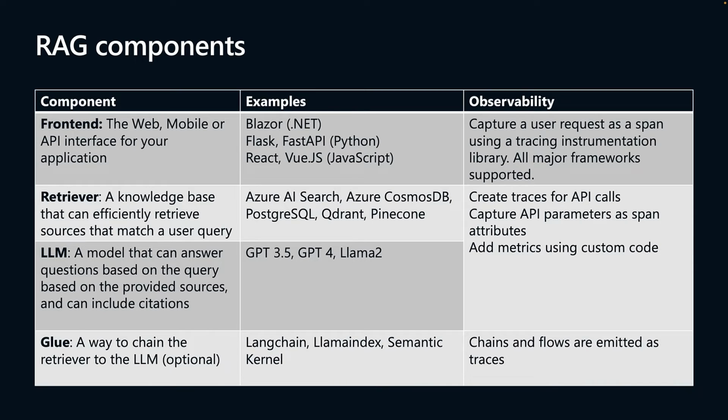So on the front end, that's where you want to capture a user request as a span, and all the instrumentation libraries that I've mentioned here, Blazor, Flask, FastAPI, React, Vue, will do this automatically. So they'll assign a span and a trace ID to any tracing. If you have something which isn't supported, you would need to do this by hand, but all major frameworks are supported on the front end.